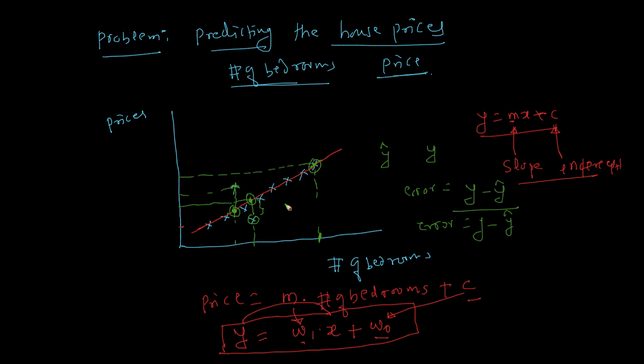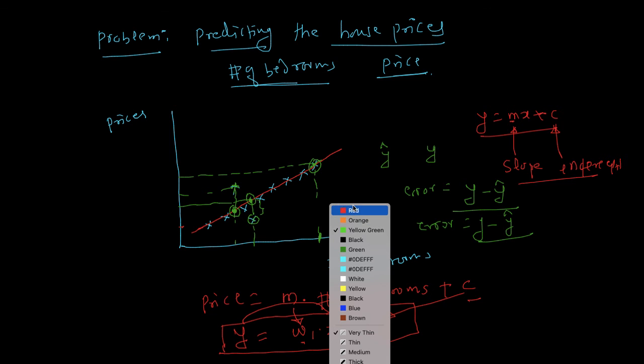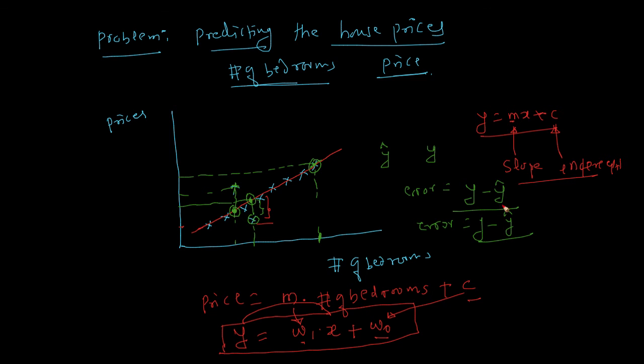Now the point to note is that this error, for this point, is negative. Why? Because the predicted is greater than the actual. So this is greater than this, so this error will be negative. Whereas for this point, the error will be positive because y is greater than y hat. For this point, the error will be 0 because y and y hat are the same.